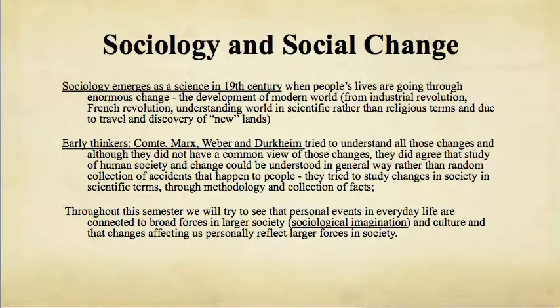Early thinkers such as Comte, Marx, Weber, and Durkheim, I'm sure you guys remember them, they all tried to understand those changes, and although they did not have a common view on these changes, they did agree that the study of human society and change could be understood in a general way rather than being just a random collection of accidents that happened to people. They all tried to study changes in society in scientific terms through methodology and collection of facts.